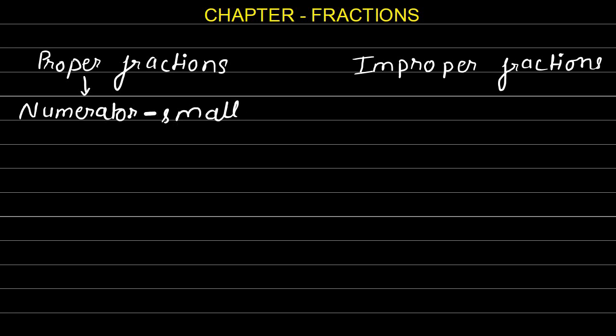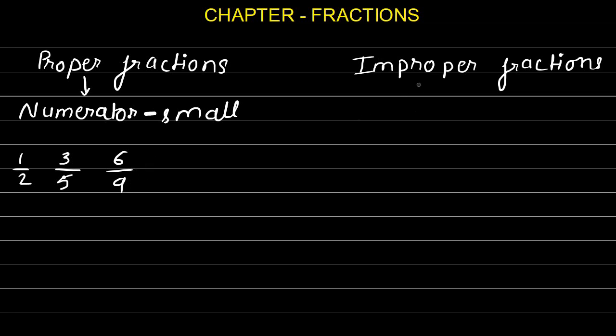Okay, let's see what the examples are. Like 1 by 2, you can see 1 is smaller than 2. Then we have 3 by 5. Here also the numerator is 3, which is smaller than its denominator, that is 5. Then 6 by 9, here also you can see numerator 6 is smaller than the denominator.